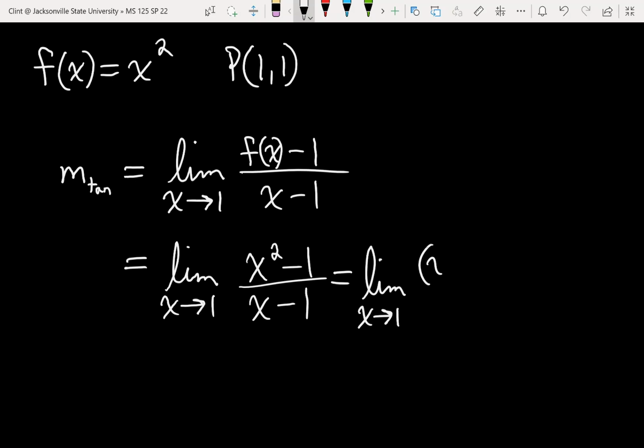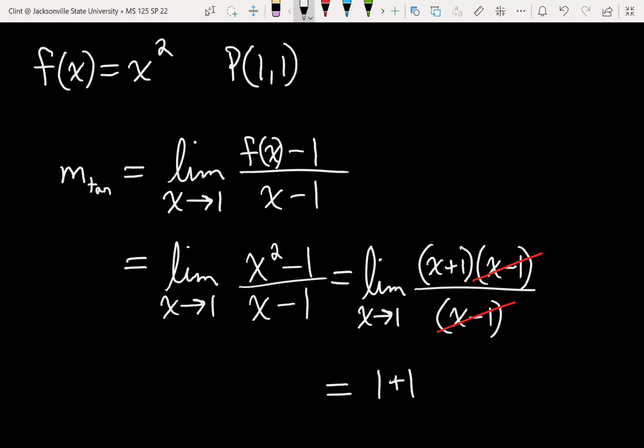On the top, x plus 1 times x minus 1, over x minus 1. And then the x minus 1 terms cancel. So our limit here, we can do direct substitution now. The limit here is just 1 plus 1. Okay, so what is that? The slope of our tangent line at the point (1, 1) is 2.